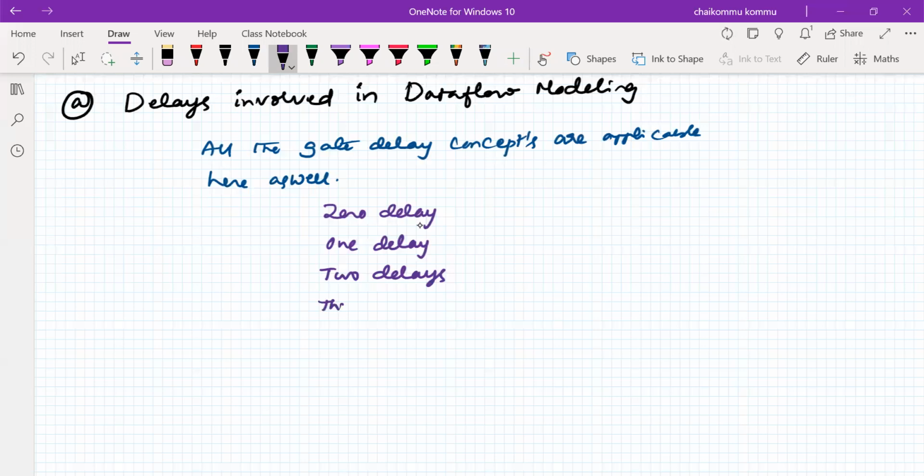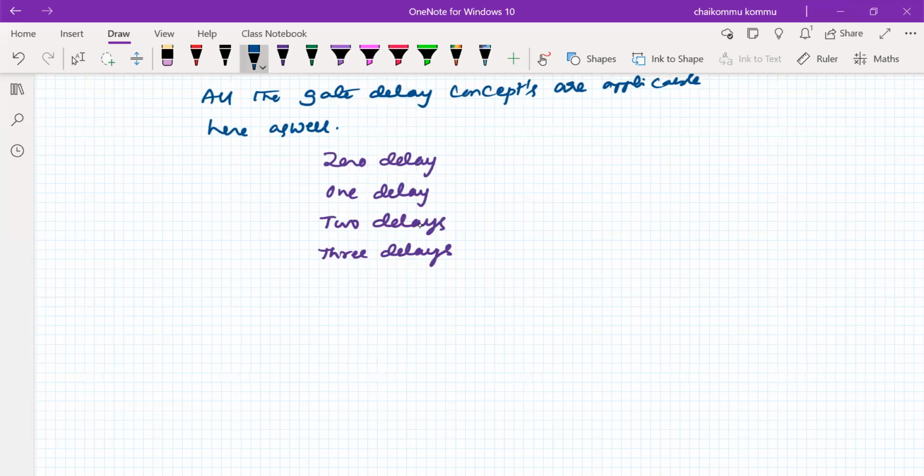Three delays are also there, so we are specifying the rise delay, fall delay, and turn off delay. If you go a little further, the delay concept also includes the minimum delay, maximum delay, and the turn off delays as well. The same concepts are applicable here.